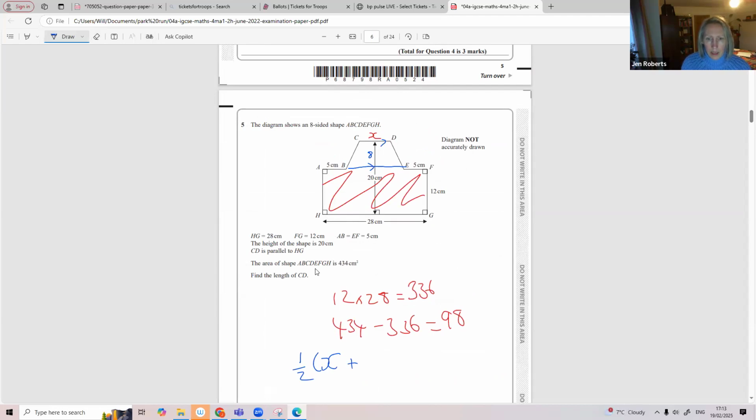Add, well, what's this length here? 28 take away 10 is 18. Times by the height, which is 8, gives you 98.